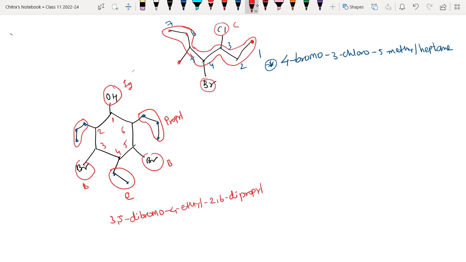Now it is a cyclic one, so we have to use cyclo. The number of carbons is 6, so it is hex. All the carbons are single bonded, so it is A-N-E, and instead of E for the secondary suffix we are using OL for alcohol. So 3, 5-dibromo, 4-ethyl, 2, 6-dipropyl cyclohexanol is the IUPAC name.